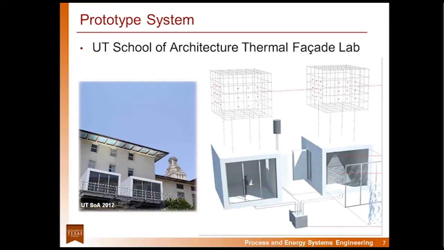So we'll begin with a prototype building system. This is a picture of the Thermal Facade Lab here at the UT School of Architecture, and it's a unique facility originally built to test the impact of different building materials and structural designs on building energy use. The Thermal Facade Lab is also therefore equipped for making detailed measurements of temperature and energy use, and also has a configurable HVAC system.